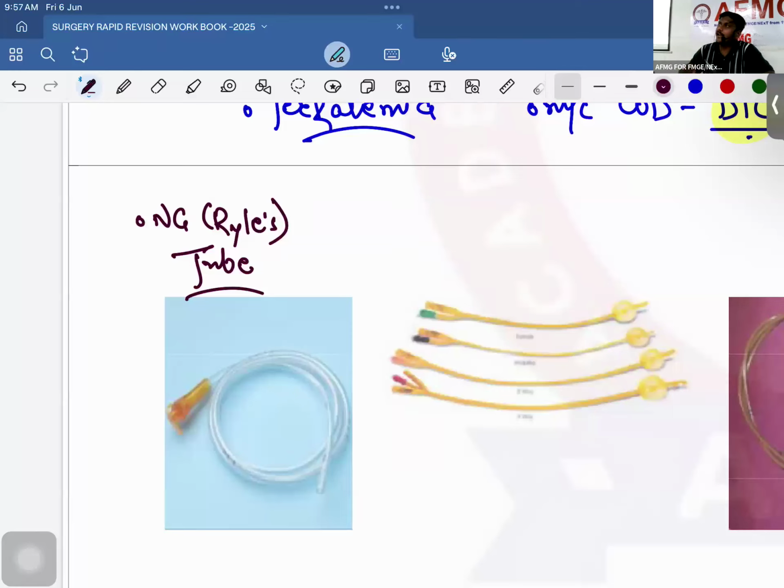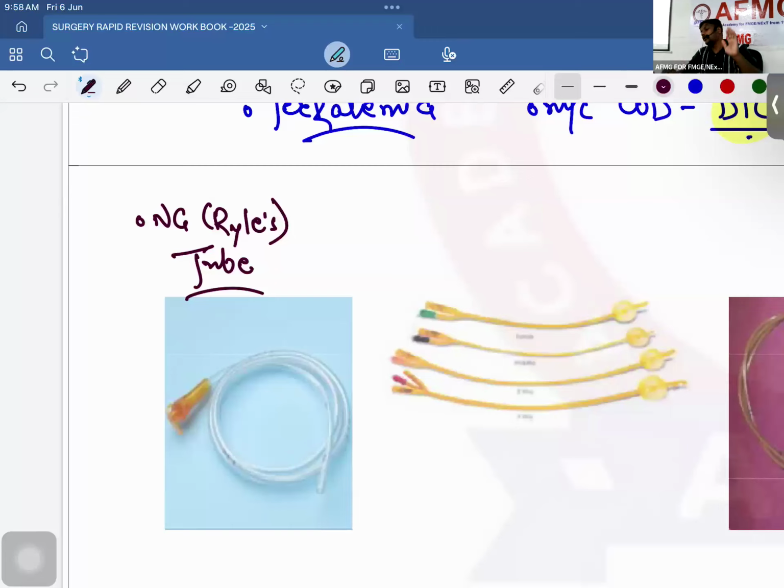How do you confirm the correct placement of the nasogastric tube? Two methods. First, I will connect an empty syringe and try to aspirate the gastric contents. If I am able to aspirate gastric contents in the syringe, that means the tube is correctly placed in the stomach. Second, I will push air with an empty syringe and auscultate over the epigastrium. If I am able to hear a gush of air over the epigastrium during auscultation, I say that the tube is rightly placed inside the stomach.